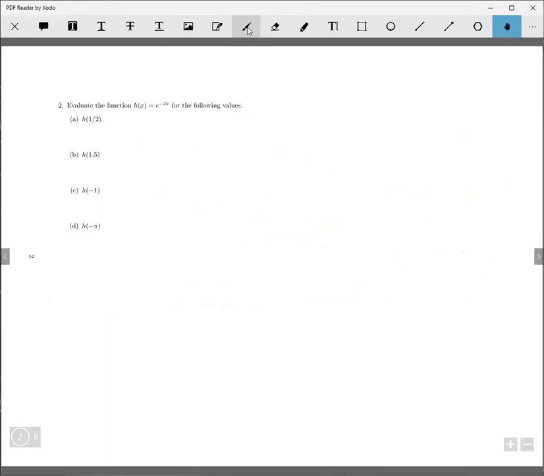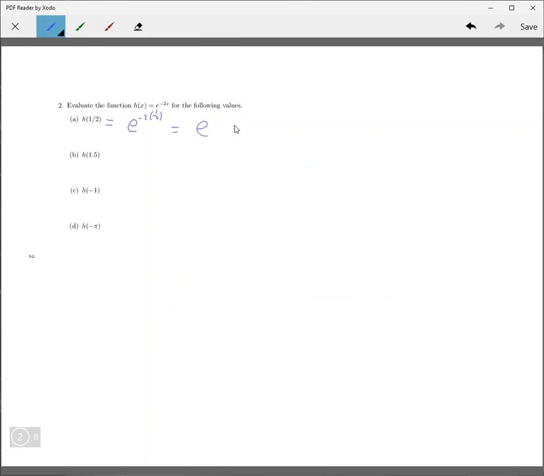It also appears in other places as well. Okay, but it's important for exponential functions. Now, here are a few values that we want to calculate. So h of 1/2. h of x is e to the negative 2x. So h of 1/2 would be e to the negative 2 times 1/2, so that would be e to the negative 1.